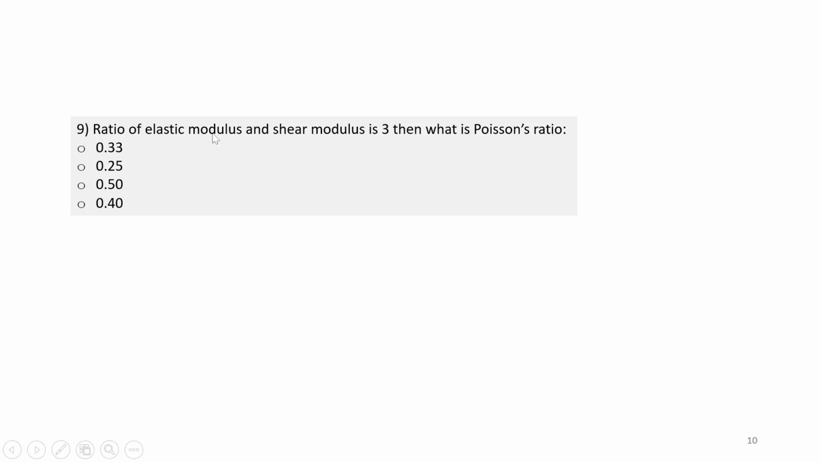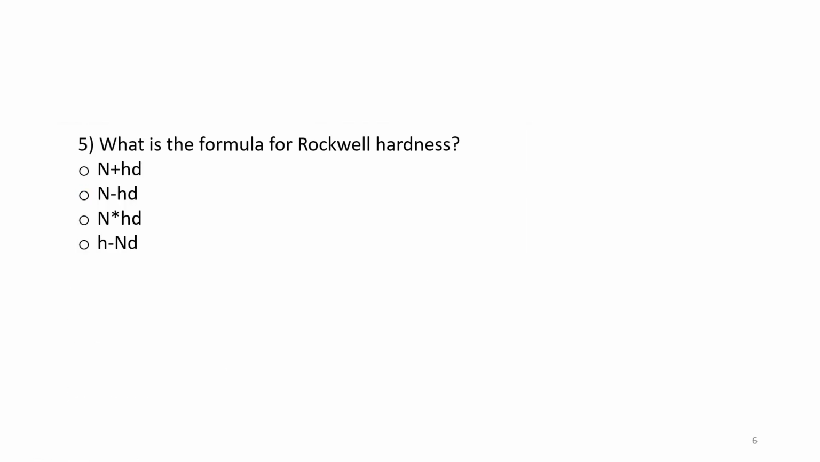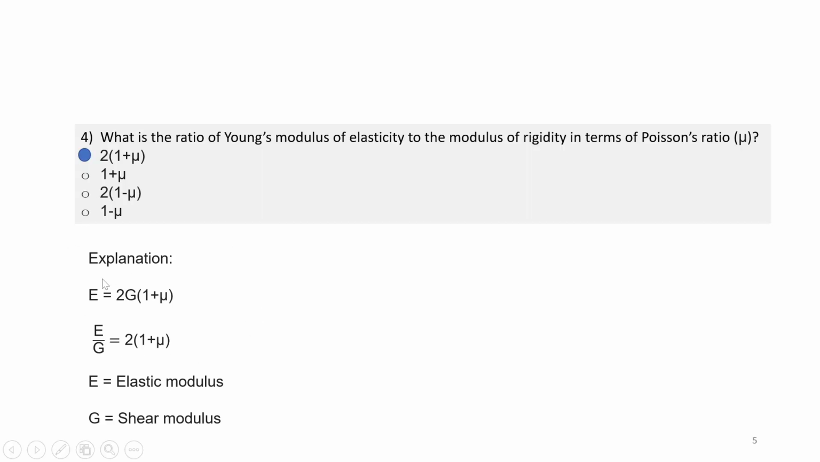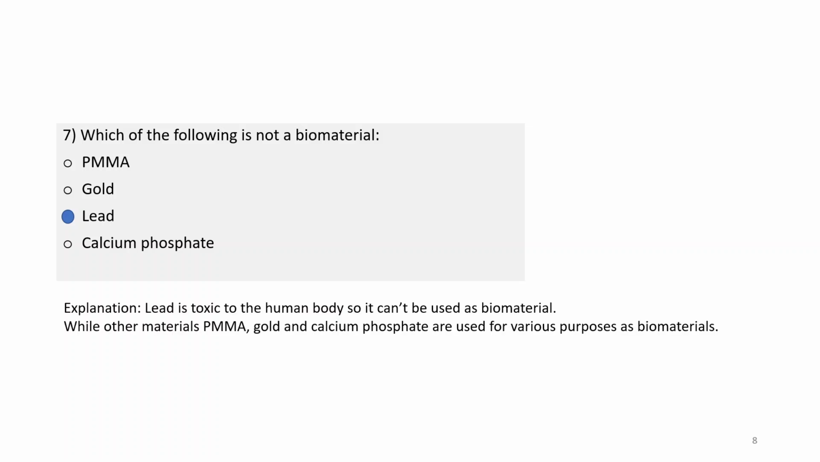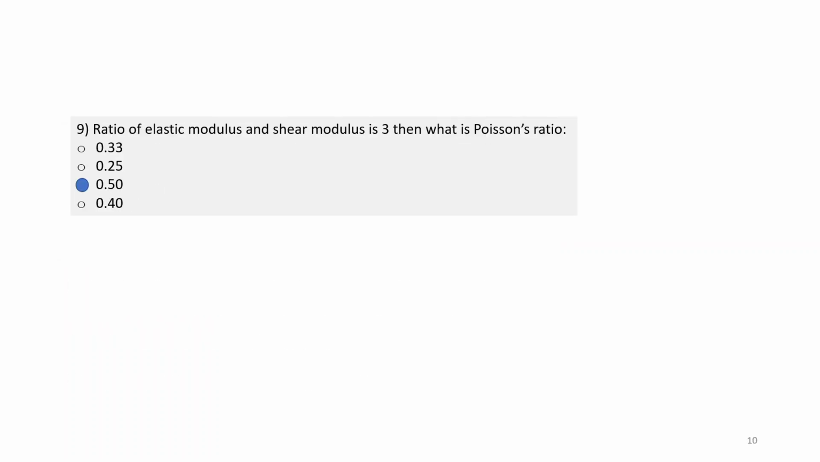Next, the ratio of elastic modulus and shear modulus is 3. Then what is the Poisson's ratio? As I told earlier, this is the formula that you have to use. E upon G is given as 3. So 3 by 2 minus 1 would be the answer for Poisson's ratio. So it will be 0.5. Okay. So you just have to put the values of E upon G and you can find out Poisson's ratio.